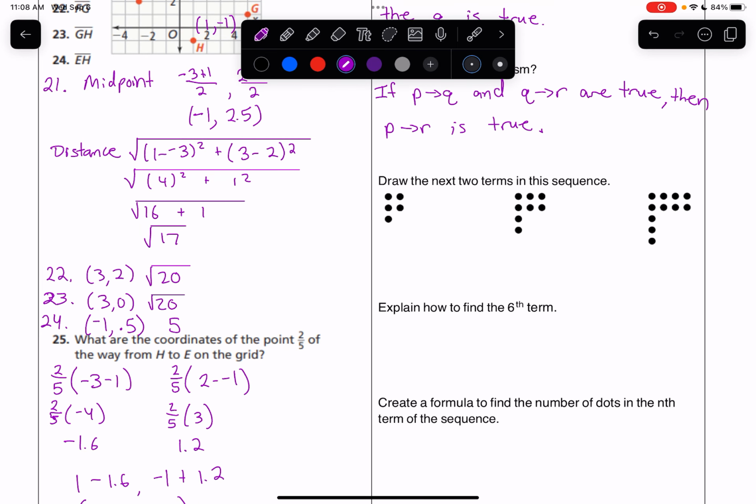Now we've got a sequence. Draw the next two terms in the sequence. So it looks like term 1 has 5 dots. Term 2 has 4 plus 4, which is 8. Term 3 has 5 plus 6, which is 11. So it looks like we're adding 3 each time. So the next term, if we were to draw it, it would have, let's see, 4, 5, 6 going down, 2, 3, 4, 5, 6.